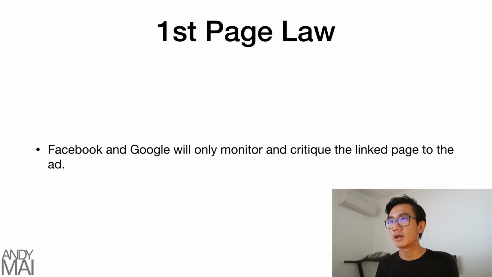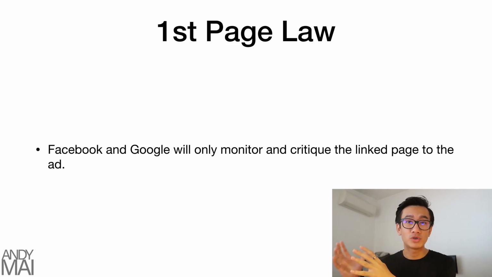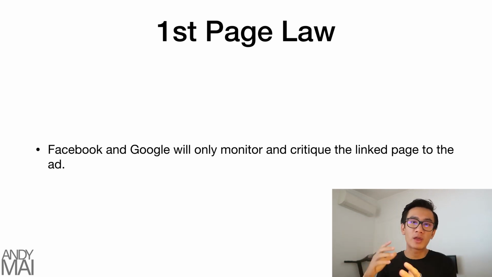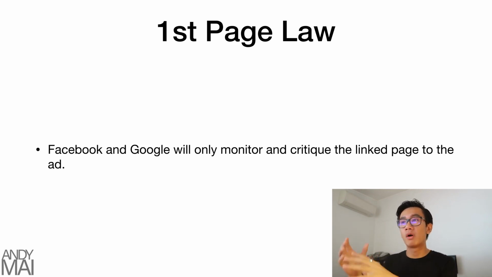And last tip is the first page law. Facebook and Google only monitor and critique the linked page to the ad. So technically, if you want to send people to a more high risk ad, what you can do is link them to a landing page that's very clean and has buttons where if they want to learn more information, they click to learn more, and that's where you could have a very, very salesy landing page, because Facebook is only really monitoring the linked page.